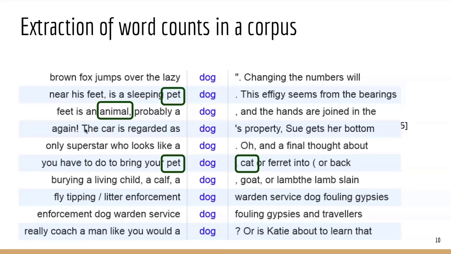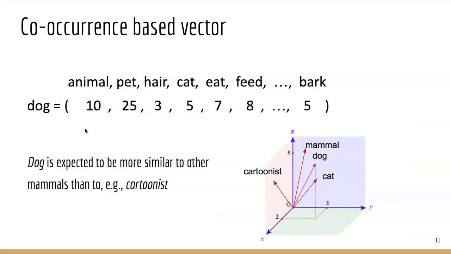And basically you are going to see that dog is going to occur often with words like pet, animal, cat, and maybe something that is unrelated is not going to occur that much, no? Like a cartoonist in the other example that we had before. So we will end up with a co-occurrence-based vector as follows.